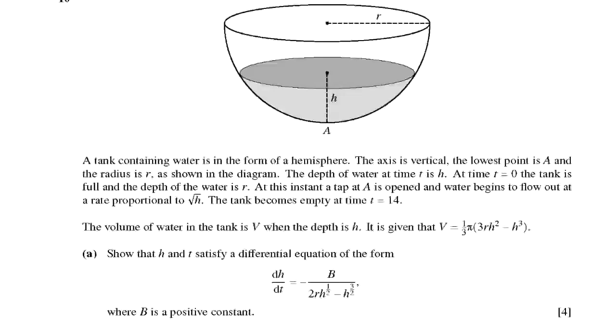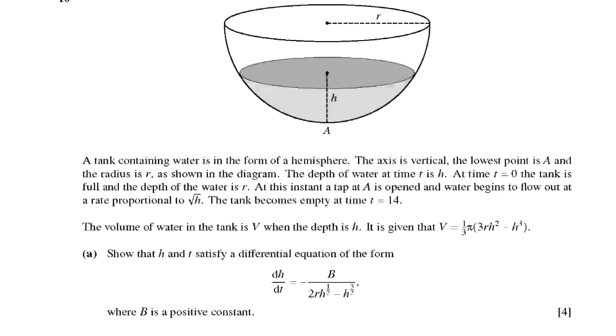At this instant, a tap at A is open. Water begins to flow out at a rate proportional to the root of h, which is the height of the water. And the tank becomes empty at time t equals 14. So when t equals 14, h will be 0. The volume of water in the tank is V. When the depth is h, it is given that, oh, that's really handy, V is a third of pi in brackets 3r h squared minus h cubed. It's good that we didn't have to work that out.